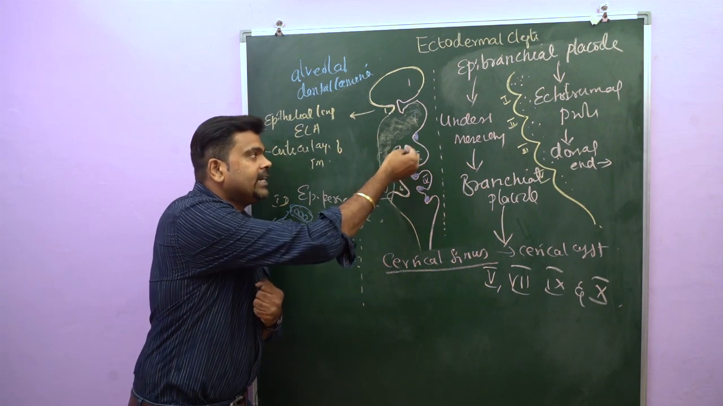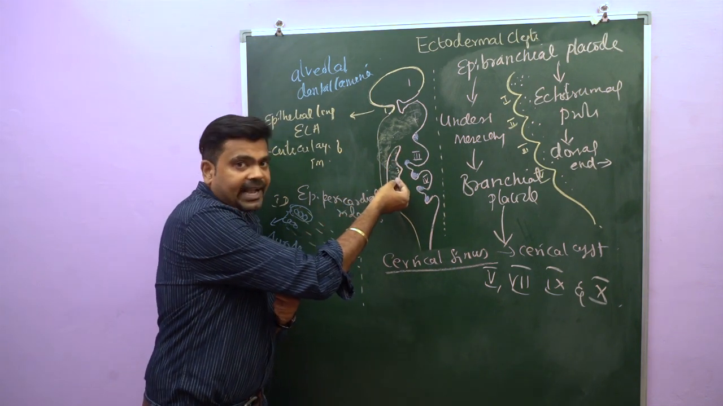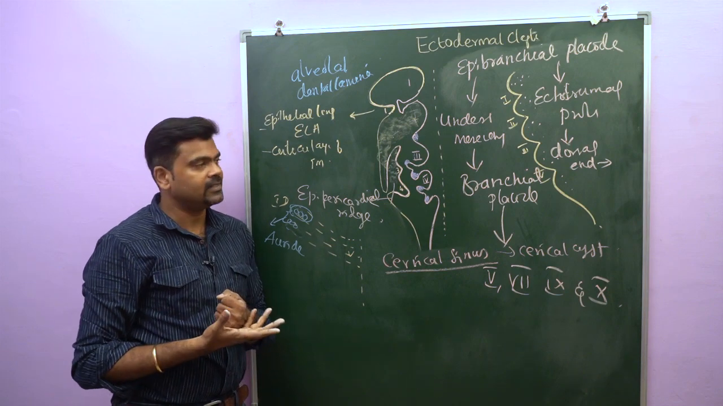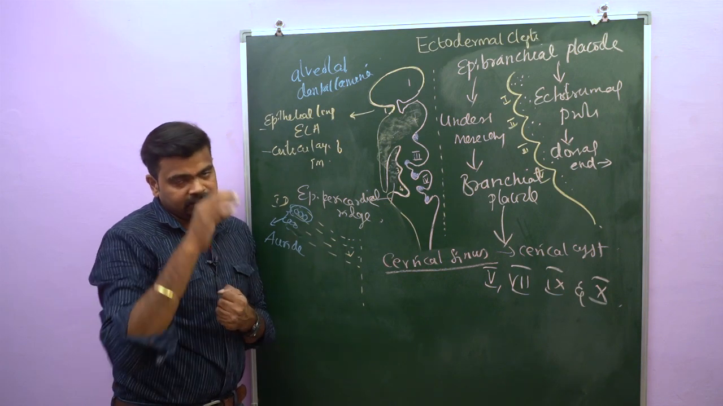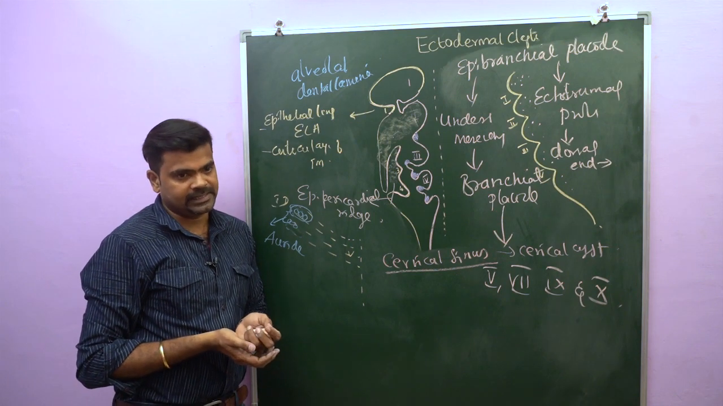This overhanging covers the third, fourth and sixth pharyngeal arches. So ultimately there is a gap. This gap is called the cervical sinus. Normally it will disappear. Sometimes it will persist in adults. It leads to the formation of a cervical cyst.